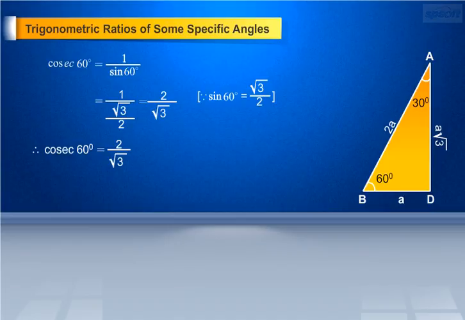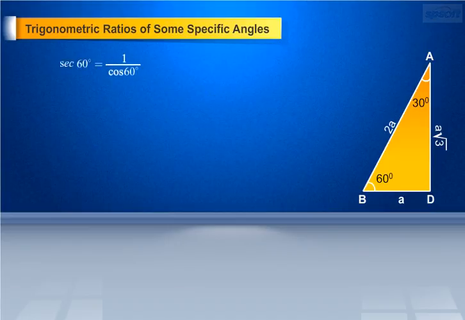Let's now find the value of secant 60 degrees. Secant 60 degrees equals 1 by cos 60 degrees, since secant theta equals 1 by cos theta. This is equal to 1 by 1 by 2, since cos 60 degrees equals 1 by 2. This is equal to 2. Therefore, secant 60 degrees equals 2.